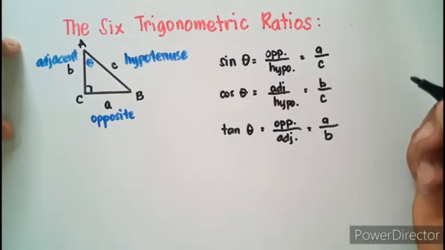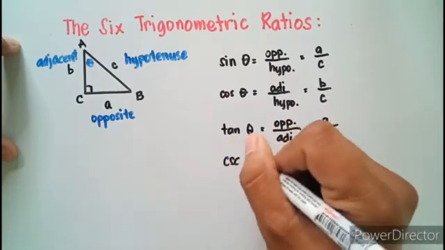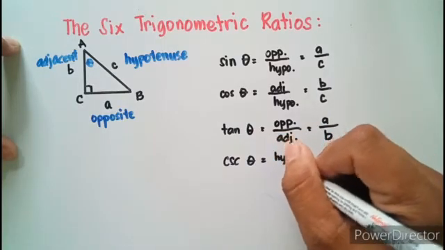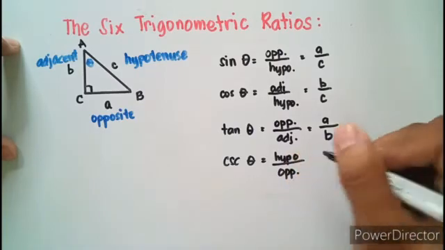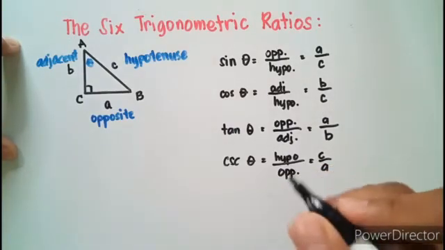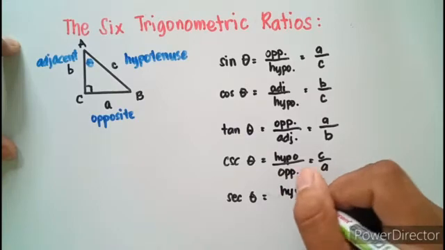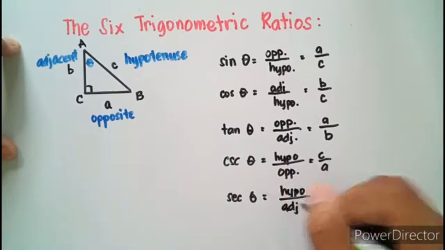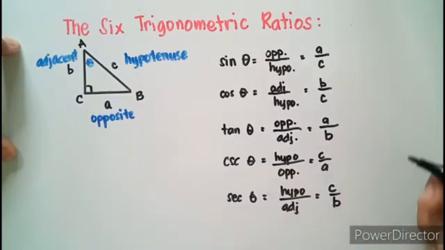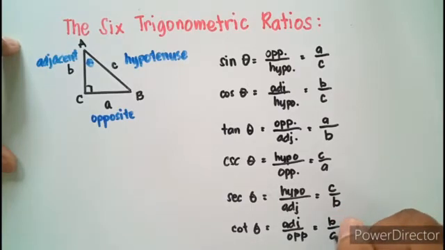Now, the other three ratios are the reciprocals of the first three ratios. The reciprocal of sine is cosecant theta, and that is equal to hypotenuse over opposite, which is c over a. Then the reciprocal of cosine theta is the secant theta, and that is hypotenuse over adjacent, so this is equal to c over b. And for our cotangent theta, we have adjacent over opposite, and that is equal to b over a.